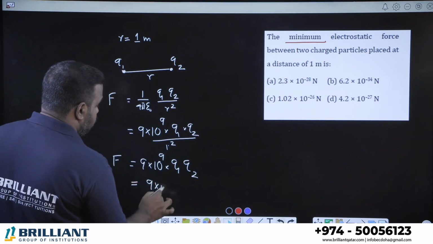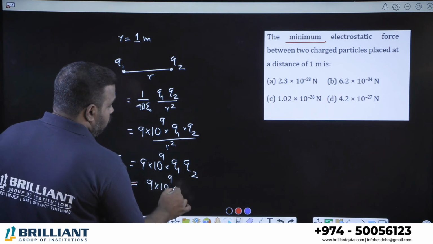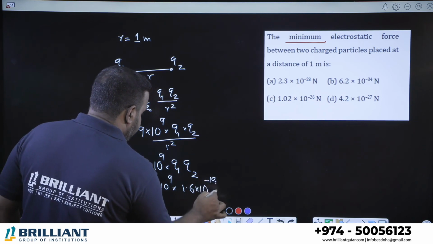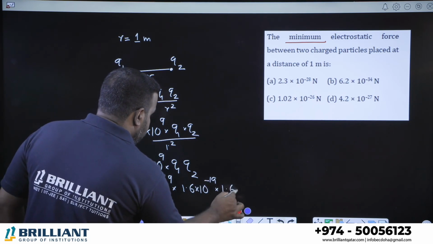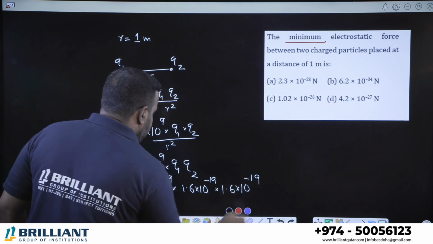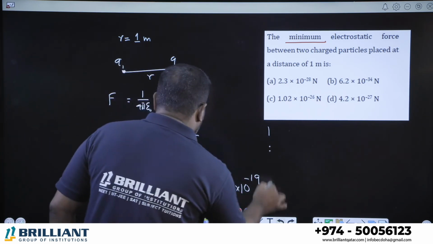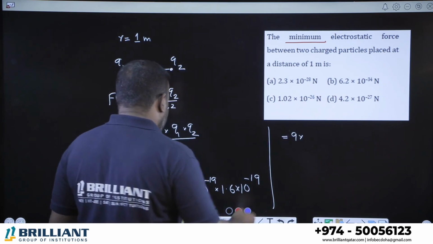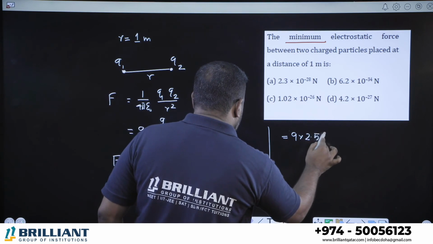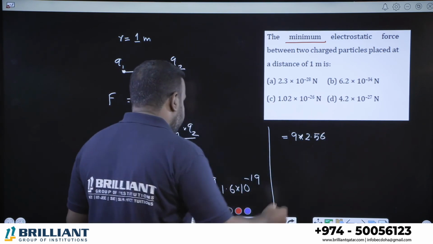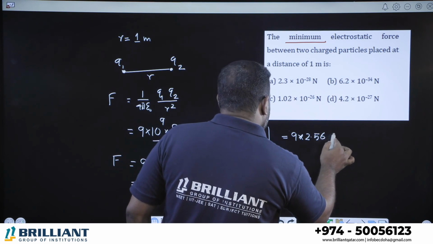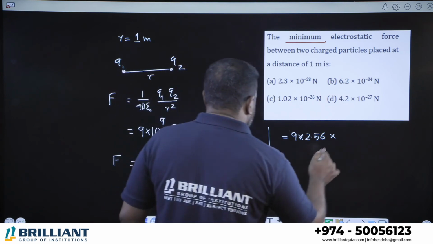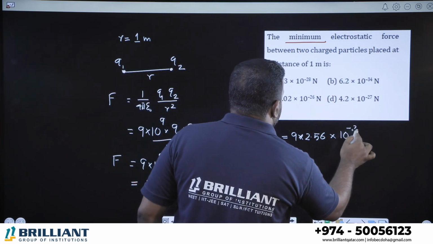So it is 9 into 10 to the power 9 into Q1, which is 1.6 into 10 to the power minus 19, into again 1.6 into 10 to the power minus 19. So we have to calculate it. It is 9 into 1.6 into 1.6, right? 1.6 squared is 2.56, because 16 square is 256. And 10 to the power minus 19 twice gives minus 38, plus 9 gives minus 29. So 10 to the power minus 29 will come.